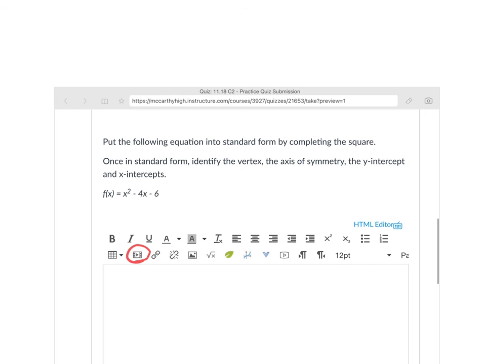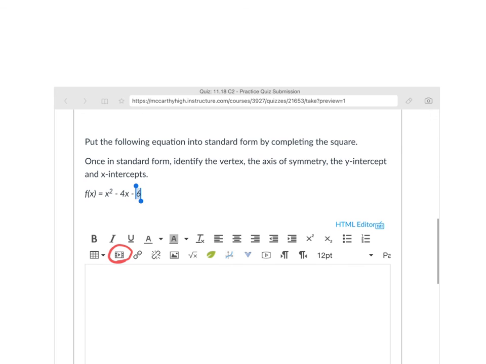So here's our practice question. It says, f of x equals x squared minus 4x minus 6. So I am going to screenshot this question, just like you're going to do on your quiz.